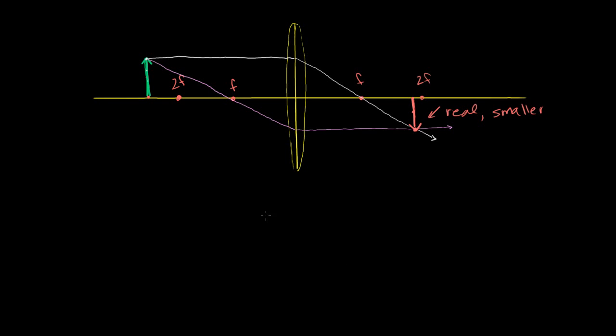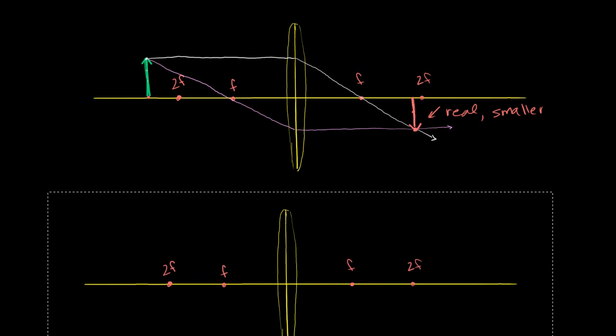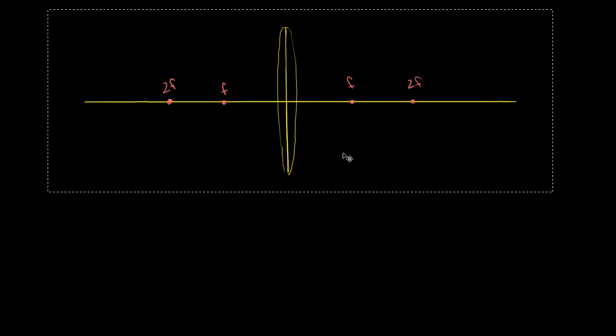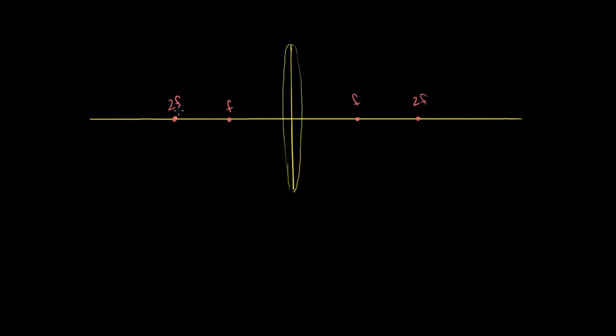Let's do a couple of other scenarios. I copy and pasted this before starting this video to save on time. So let's do a situation now where the object is at the 2 focal distances, I guess we could call it. So let's put the object right over here. I'll do it in blue this time. But we do the exact same thing. You might want to do it on paper on your own just to get some practice doing it.